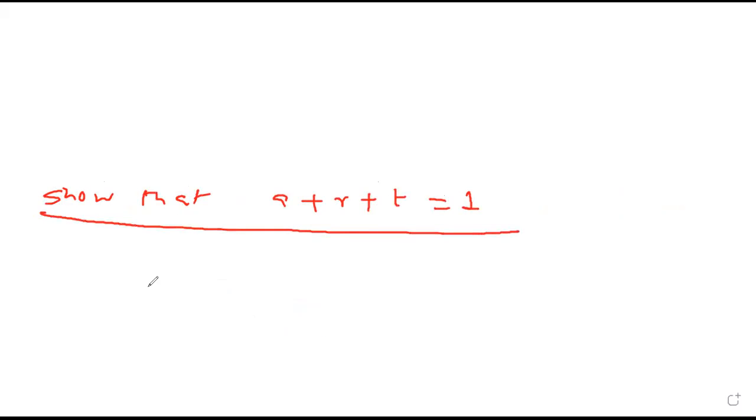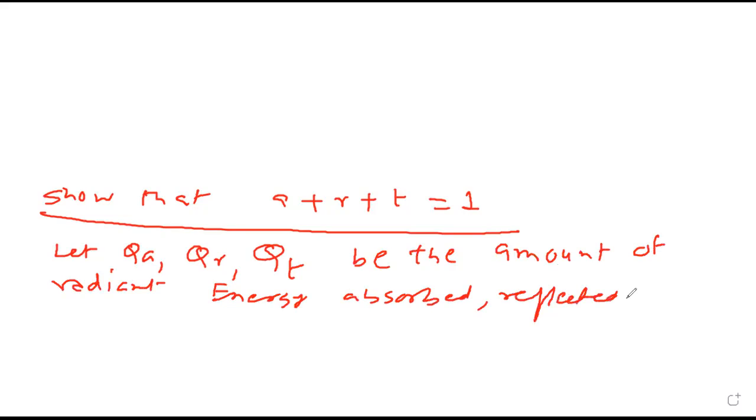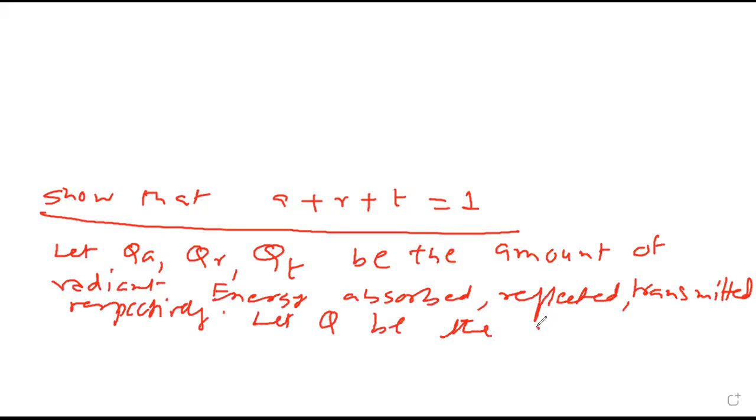Show that A plus R plus T equals 1. Let QA, QR, QT be the amount of radiant energy absorbed, reflected and transmitted respectively. Let Q be the amount of radiant energy incident.